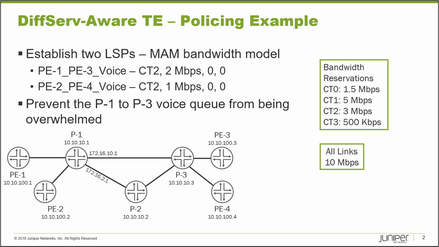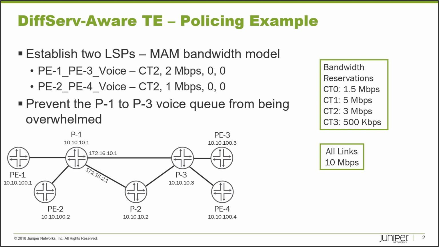And then if you know anything about DiffServ-Aware TE, you'll know that the DiffServ part of it doesn't inherently enforce those bandwidth reservations. It knows how to take the reservation, but it doesn't really know how to hold the reservation. So we need to do something to prevent the P1 to P3 voice queue from being overwhelmed. That link between P1 and P3, that's the shortest path through the network. We need to do something to stop that from being overwhelmed. And you might guess at this point that what we're going to do is some LSP policing to stop that from being overwhelmed.